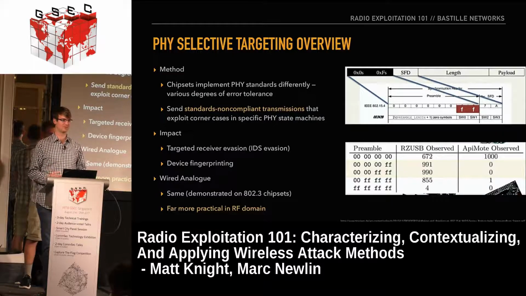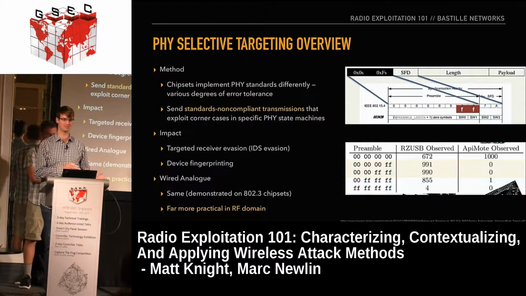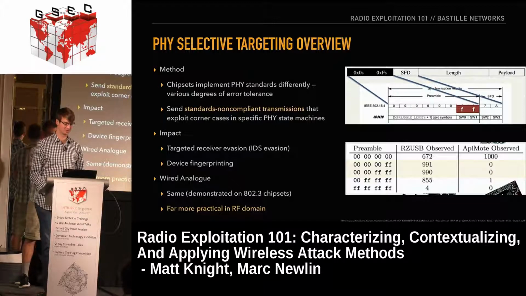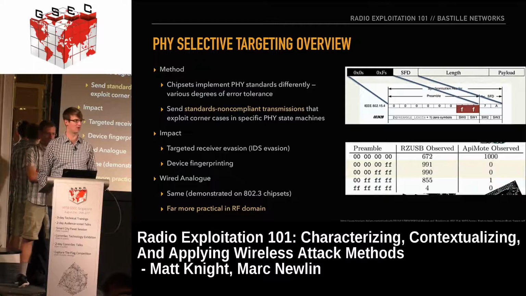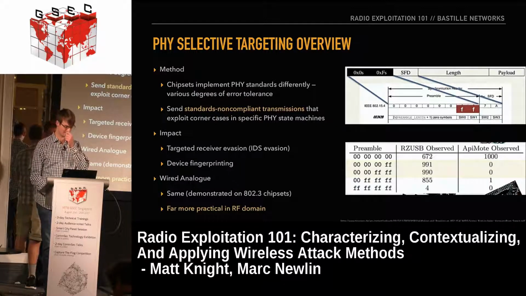So what that means for the chipsets is that not all chipsets are the same, and some of them have pretty distinctly different behavior. So essentially what we as attackers can do is fingerprint these chipsets and figure out how they perform differently. And then we can send standards non-compliant transmissions that are designed to exploit corner cases in some chipsets, but perhaps not all of them. So this enables us to do some extremely targeted receiver evasion, which is useful in the case of doing a wireless IDS evasion, and also fingerprinting devices that are present within an environment.